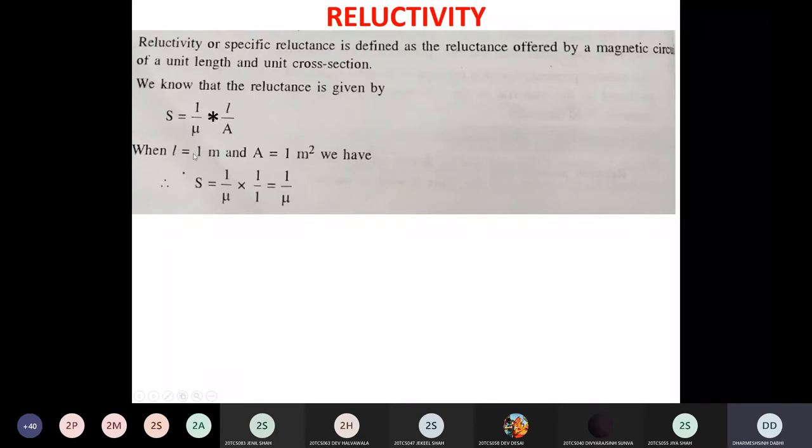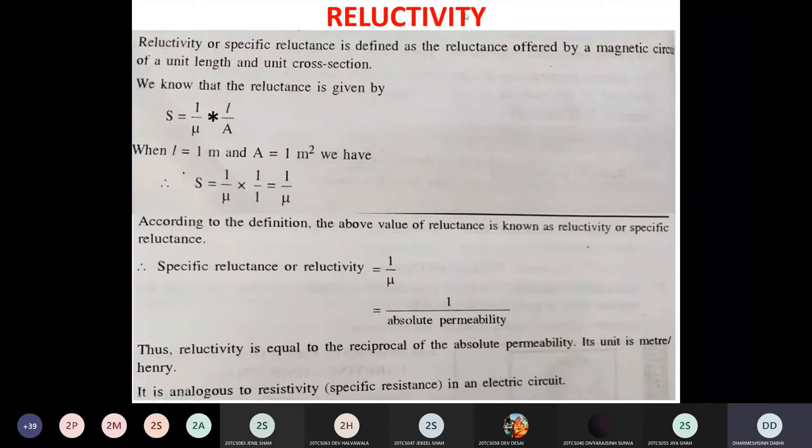So if you put L equal to 1 meter and area equal to 1 meter square in the equation of reluctance, you get 1 upon mu. Clear? So as per the definition of reluctivity, this equation gives the value of reluctivity, or you can say specific reluctance. Clear? So 1 upon mu, that is what? Specific reluctance or reluctivity. It is the inverse of absolute permeability. Mu is what? Absolute permeability.